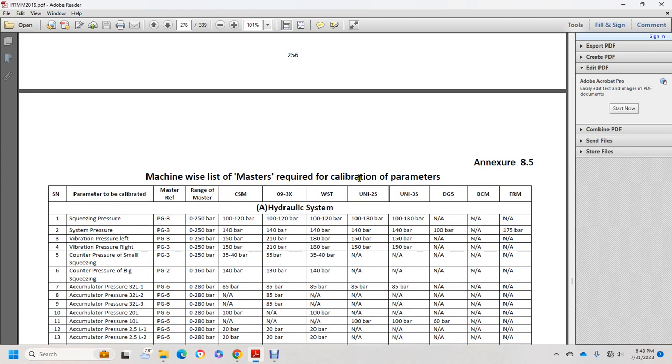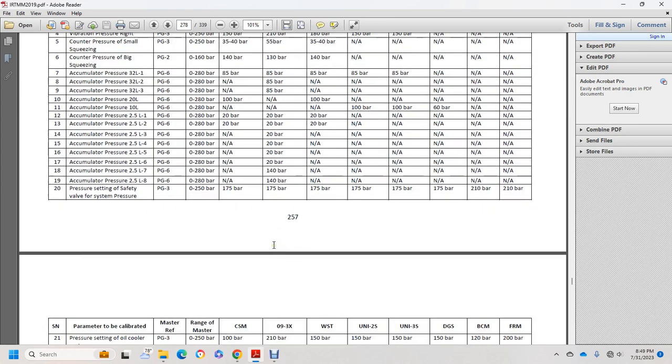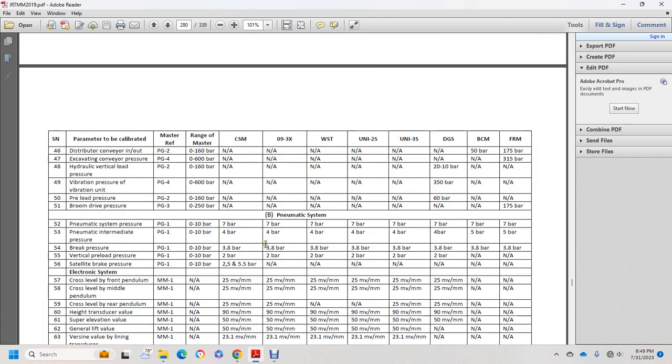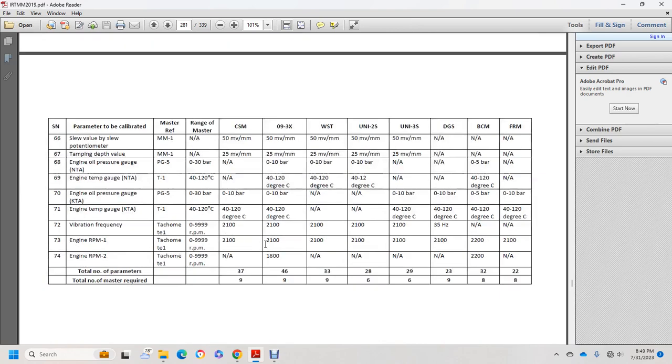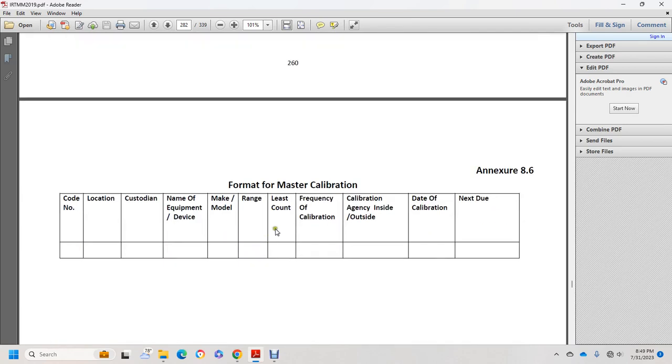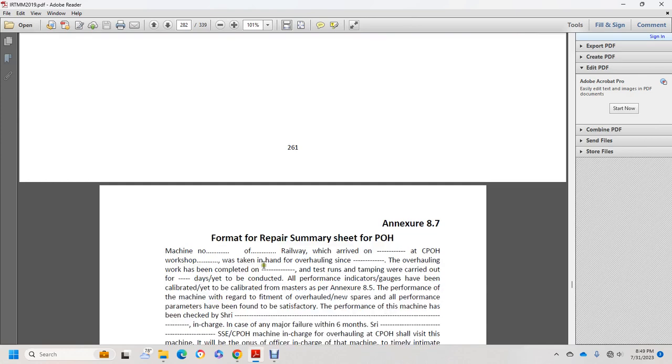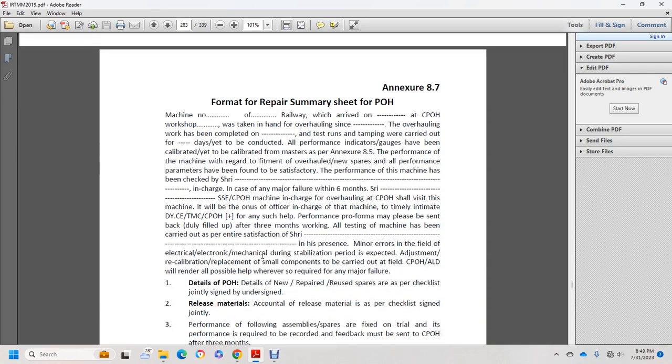Machine-wise list of masters required, calibrated set parameters. Hydraulic system. Pneumatic system. Format master calibration. Annex 8, format repair summary sheet, periodic overhaul.